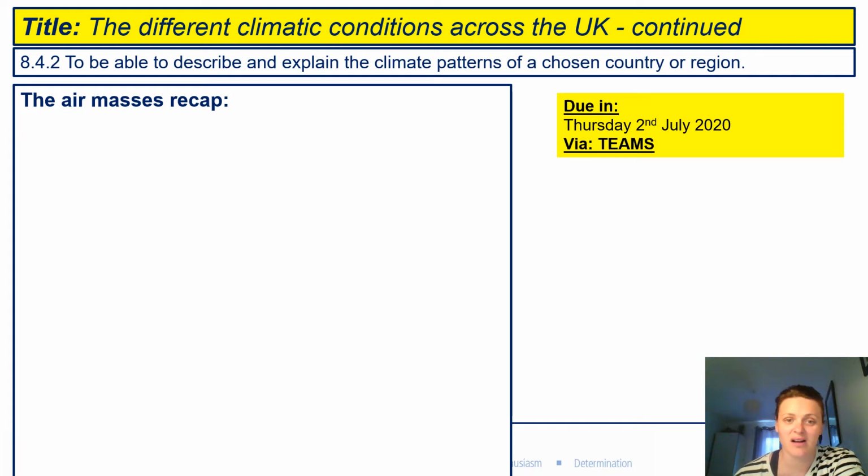Today we are continuing with looking at the different climatic conditions across the UK. So last lesson we looked at the different areas that get the most rain and that are the warmest and the coldest, and the reasons for that. So today we are continuing with that and looking at more factors.